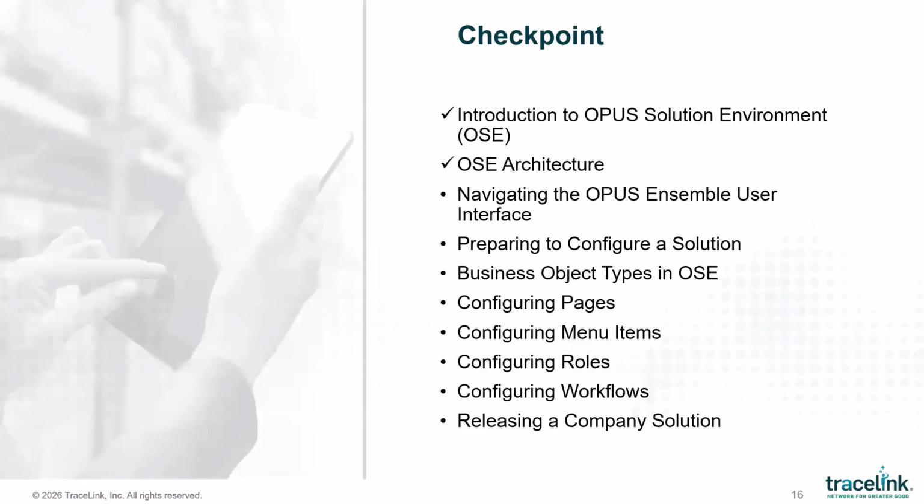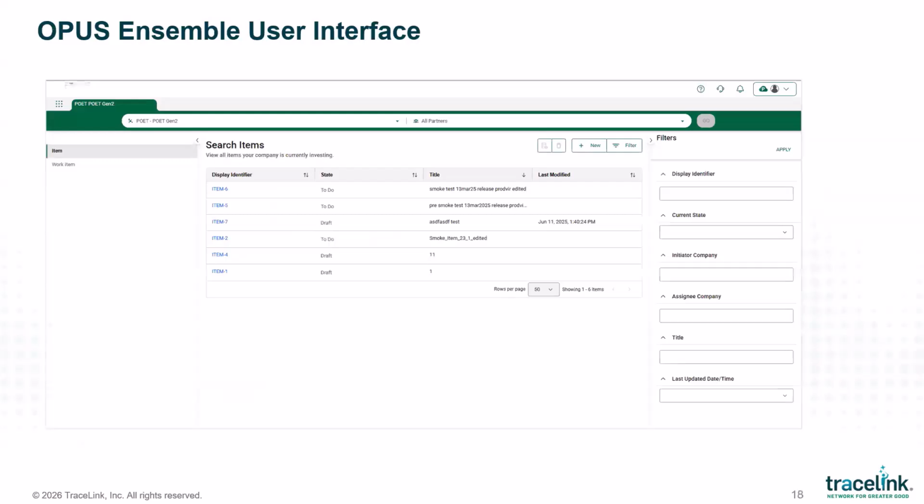Let's now take a look at how to navigate the OPUS Ensemble user interface. OPUS Ensemble powers browser-like navigation across OPUS solutions. Key areas of the OPUS user interface are user context. This is prominently placed at the top, ensuring users always have their bearings. This fixed area provides a reliable and familiar interaction journey.